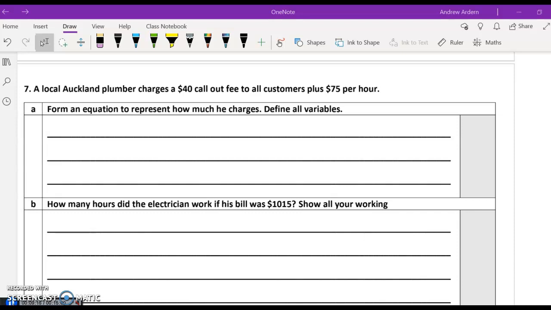So the answer to the total, and you can call it T or whatever you want, is 75 lots of the number of hours he stays, plus 40. For 1 mark.